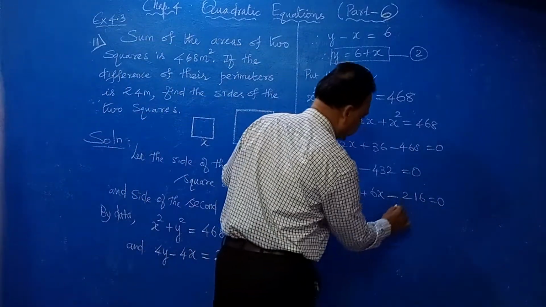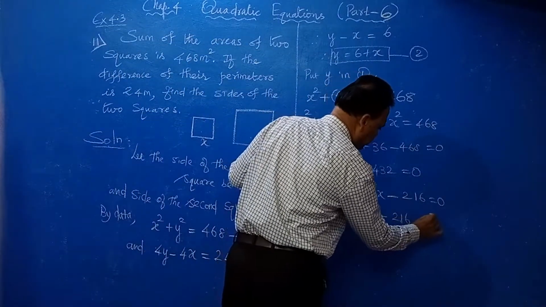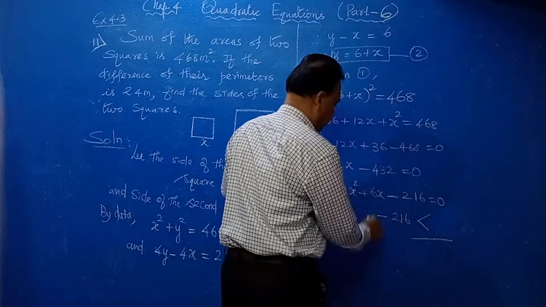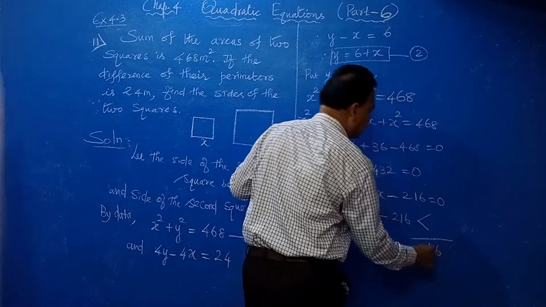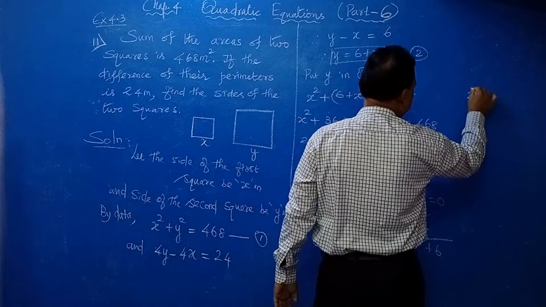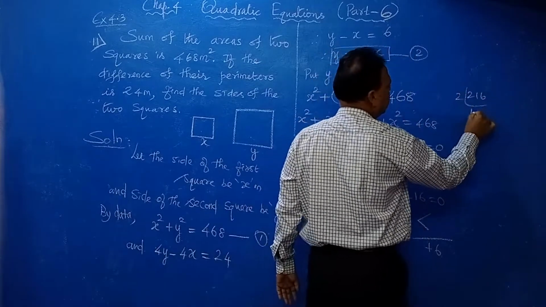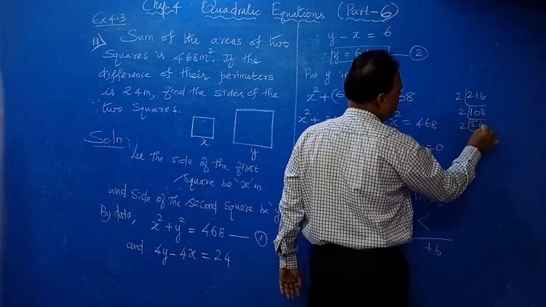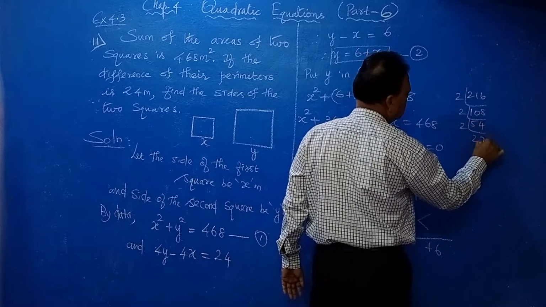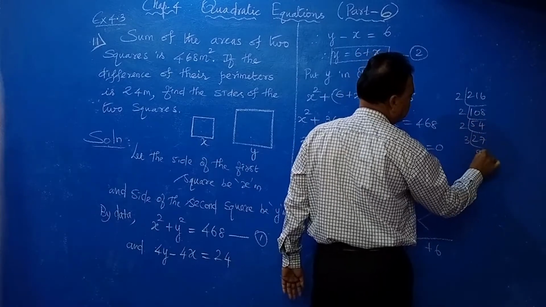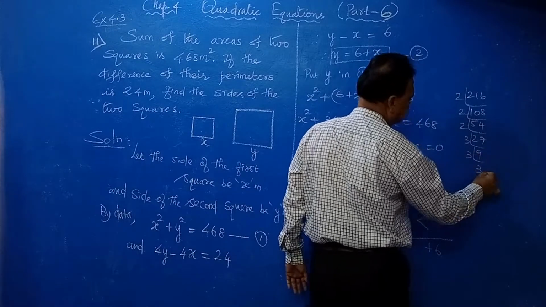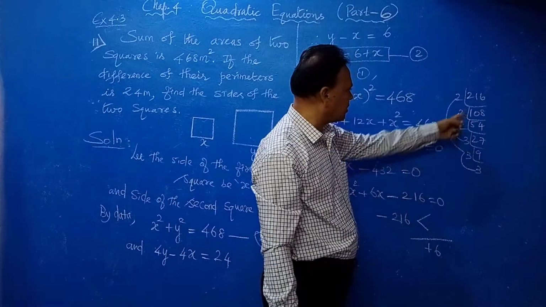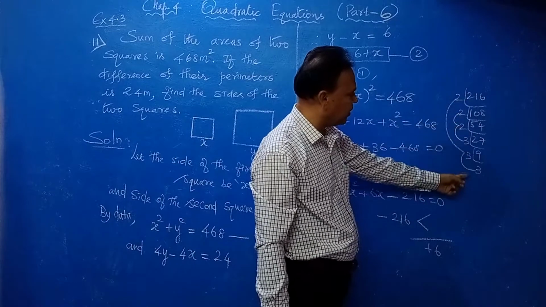You see minus 216 plus 6, you have to get. So 216, you factor. You find out the factors: 2, 16, 3, 9, 3, 3. So you find out the factors.